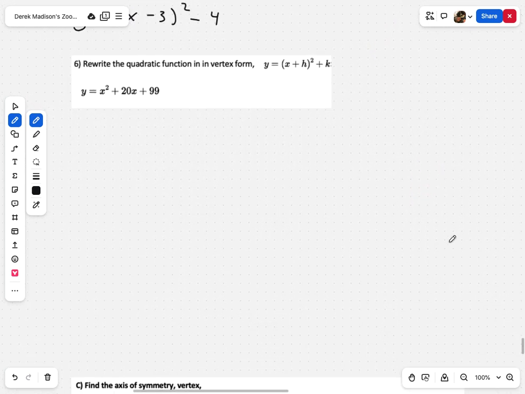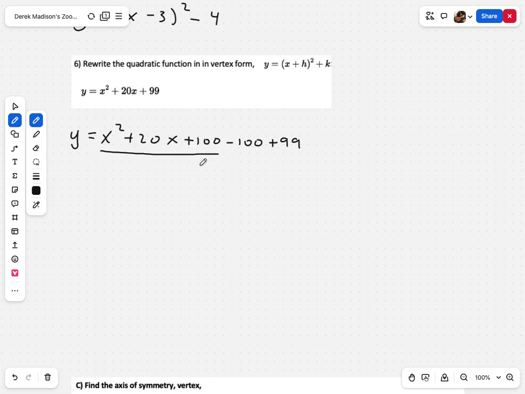This one's the same thing. If I completed the square just to do it, y equals x squared plus 20x. So I'd say half of 20 is 10, and 10 squared makes 100. So that would be plus 100 minus 100 plus 99. And then that piece, that's my perfect trinomial square.